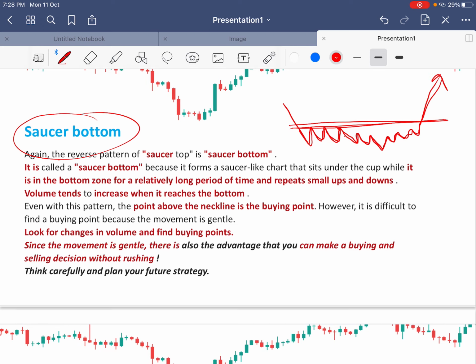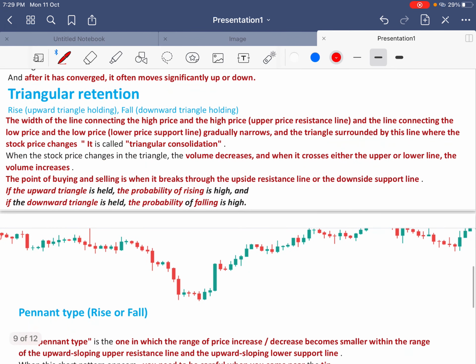So again, the reverse pattern of saucer top is saucer bottom. It is called saucer bottom because it forms a saucer-like chart that sits under the cup while it is in the bottom zone for a relatively long period of time and repeats small ups and downs. So these are small ups and downs, and finally it breaks out of this line, and the trend might reverse. You can take entry from here. So this is saucer bottom.